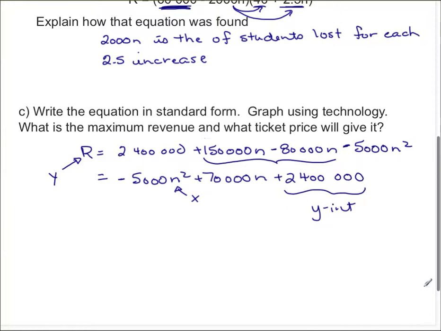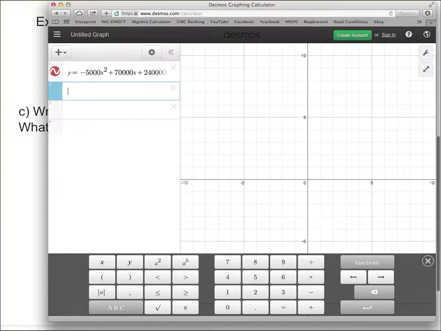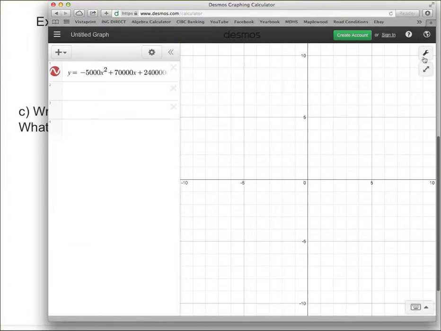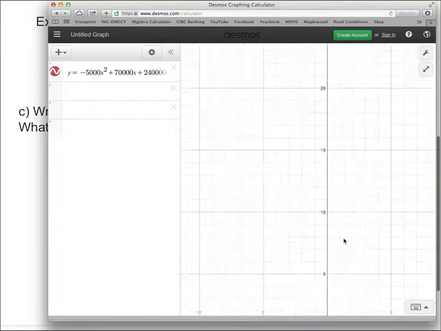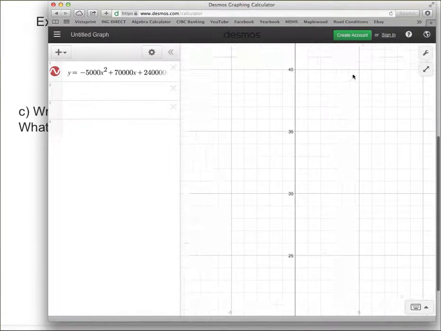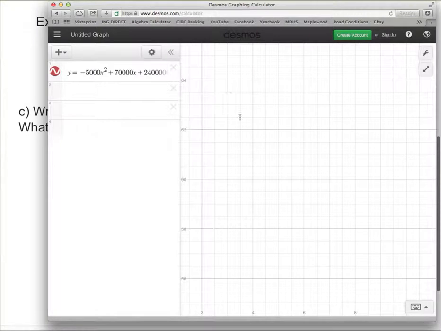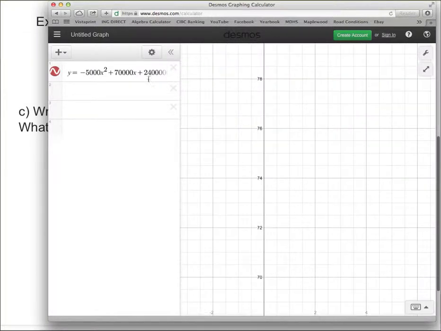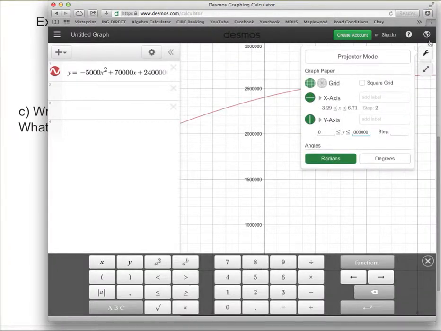Then it says graph using technology. What is the maximum revenue and what ticket price will it give? So I'm going to graph. I've already actually plugged this into a graphing calculator. We're going to do this fairly quickly. There it is. It's been plugged in, but it's not here. And it's not here because we have to zoom in a little bit. We have to move this around and find it because it's way gone out here. Remember, it's like 2 million. So I'm going to find it. Just give me a second. I'm going to put you on pause.